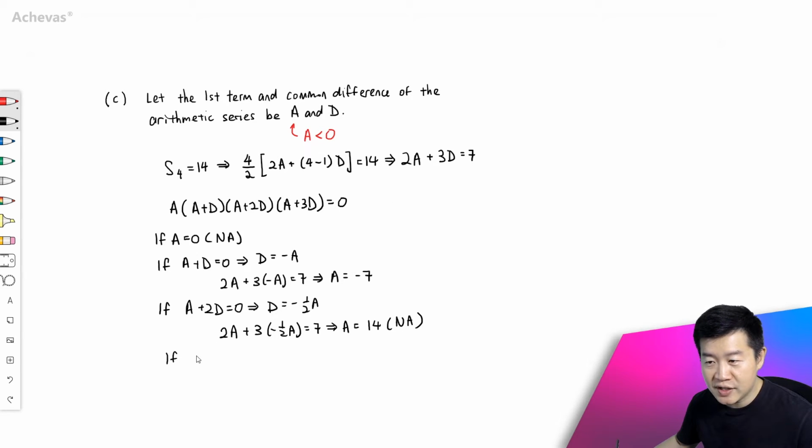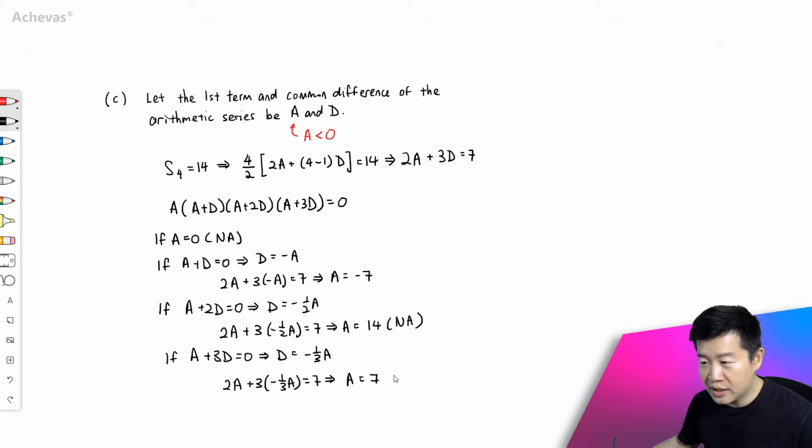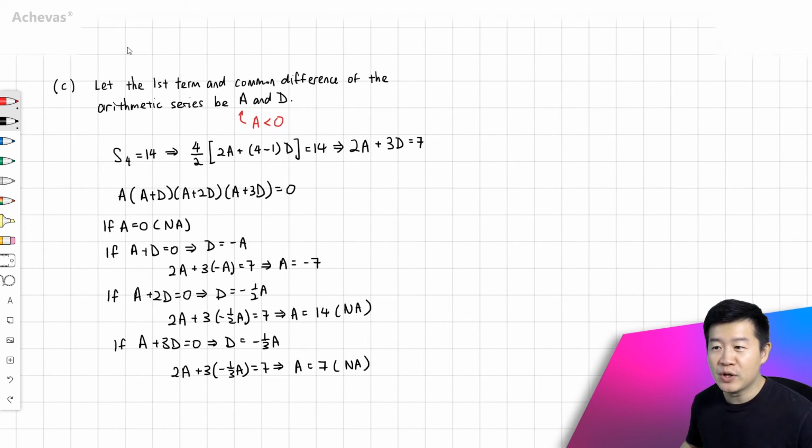The one last choice that we have is if a plus 3d is equal to 0, which means that d must be equal to minus 1 over 3 a. Once again, substituting that back into 2a plus 3 times d, minus 1 over 3 a, this is equal to 7, which means that a is 7. And this is once again going to be rejected since a is supposed to be a negative number. So now we know what a is.